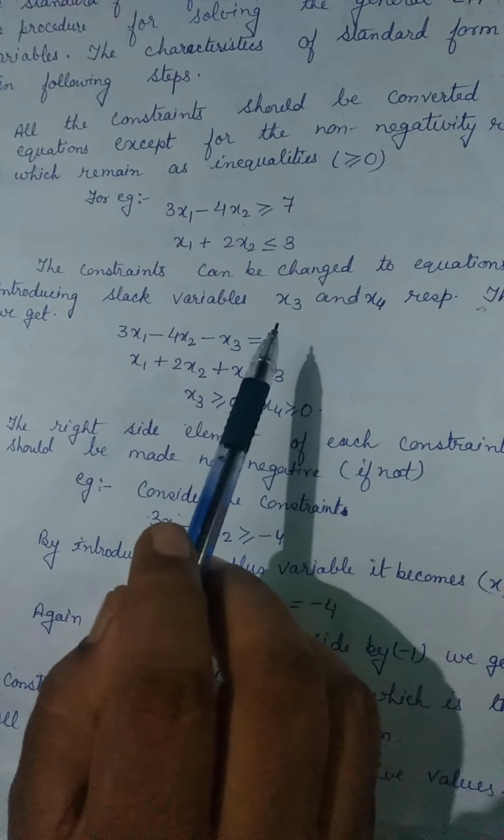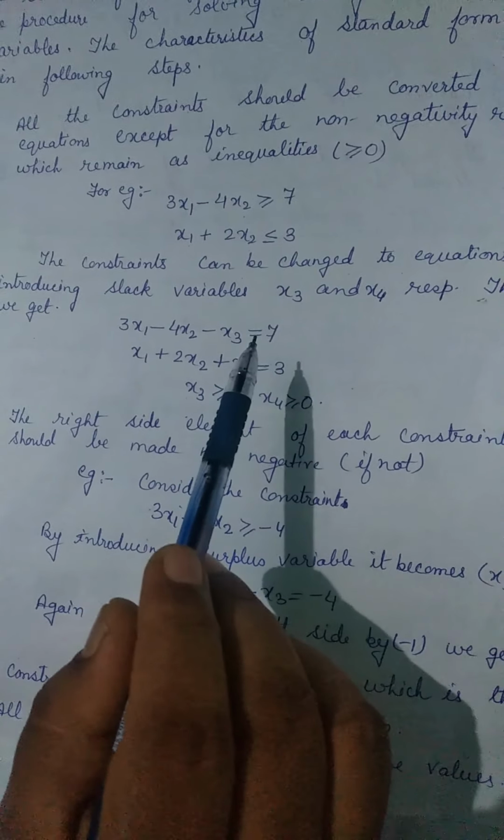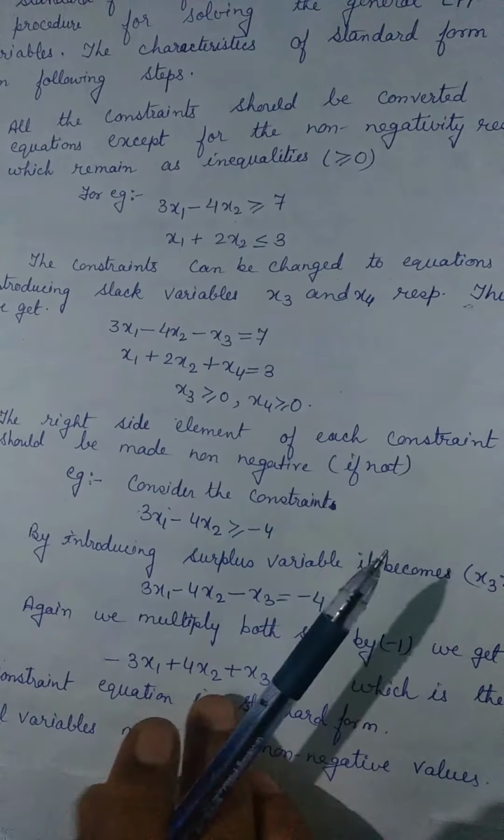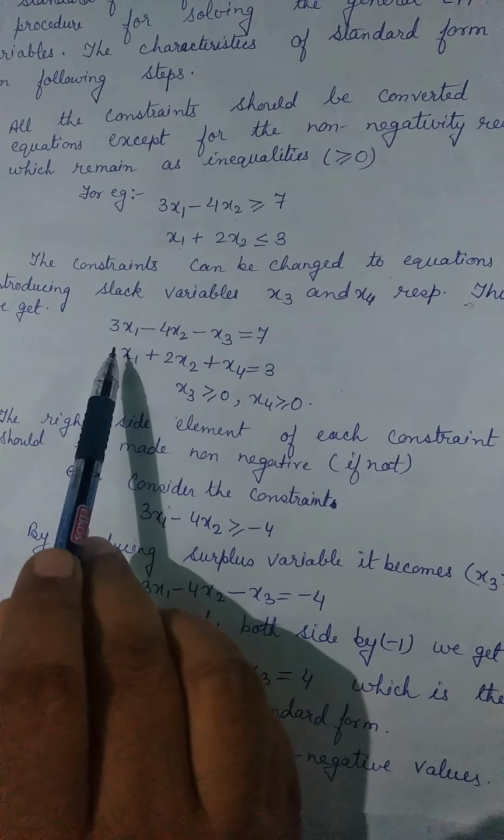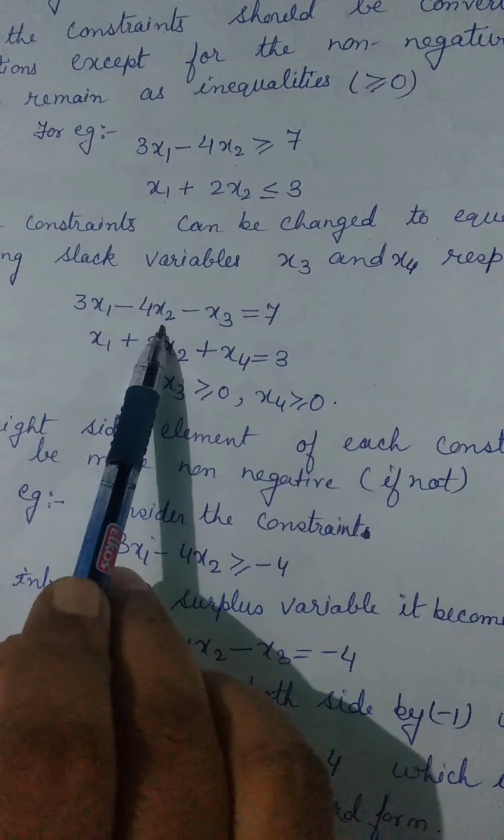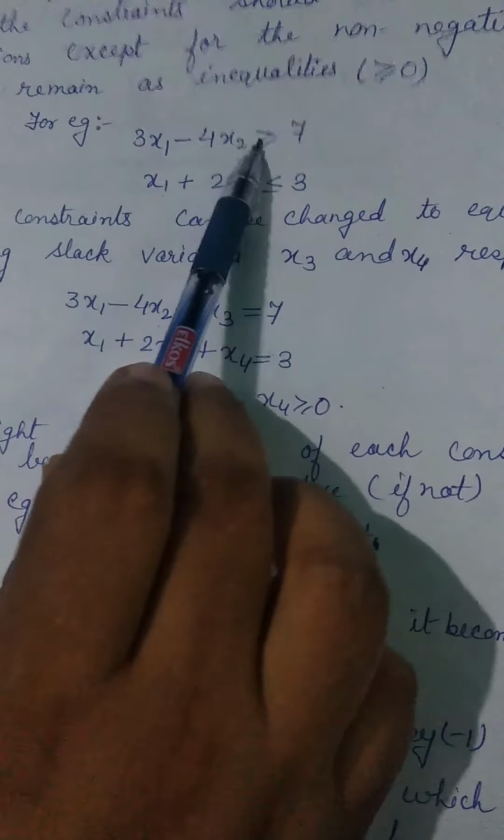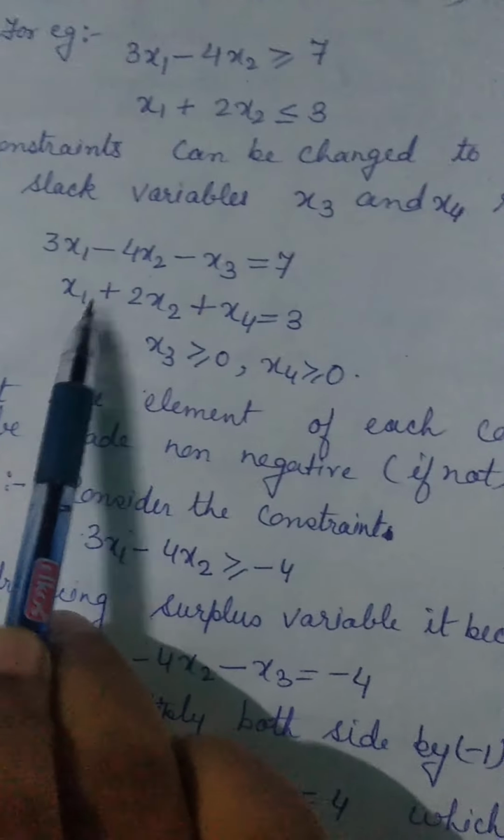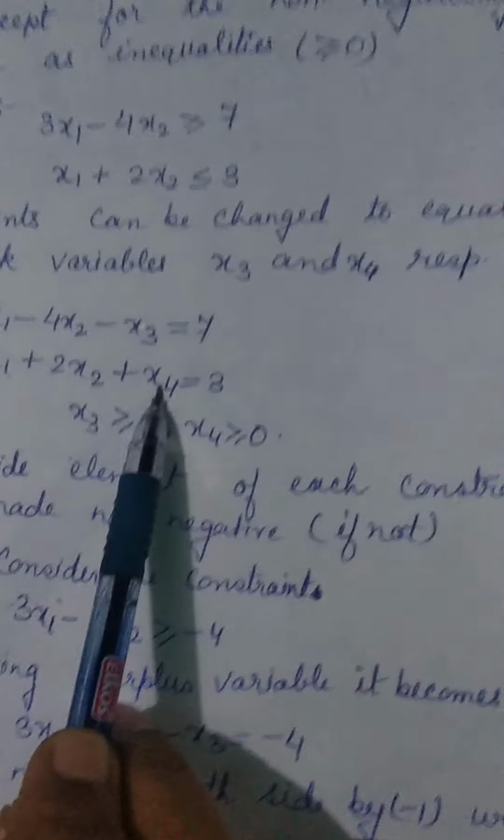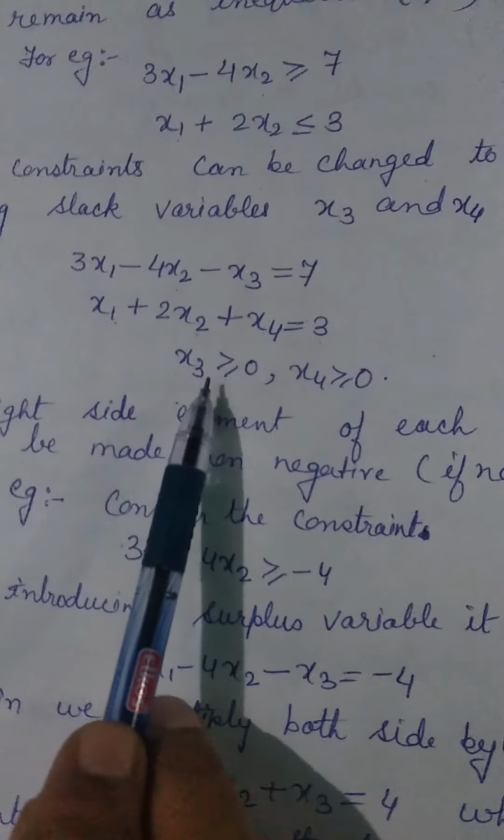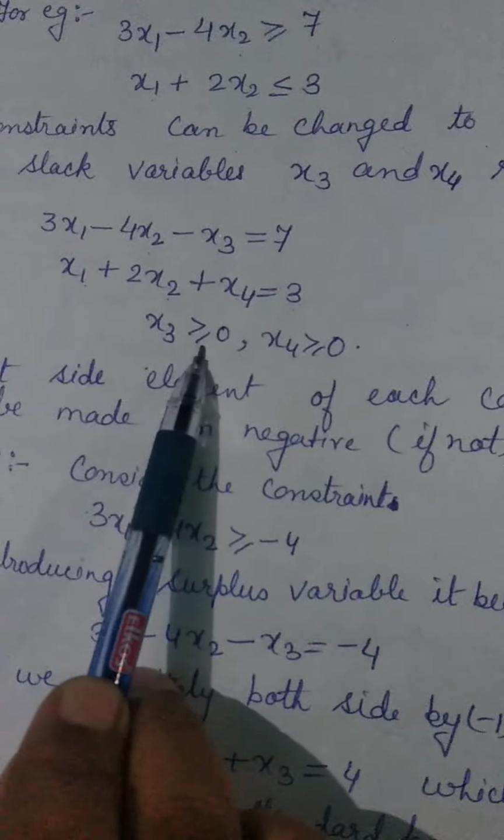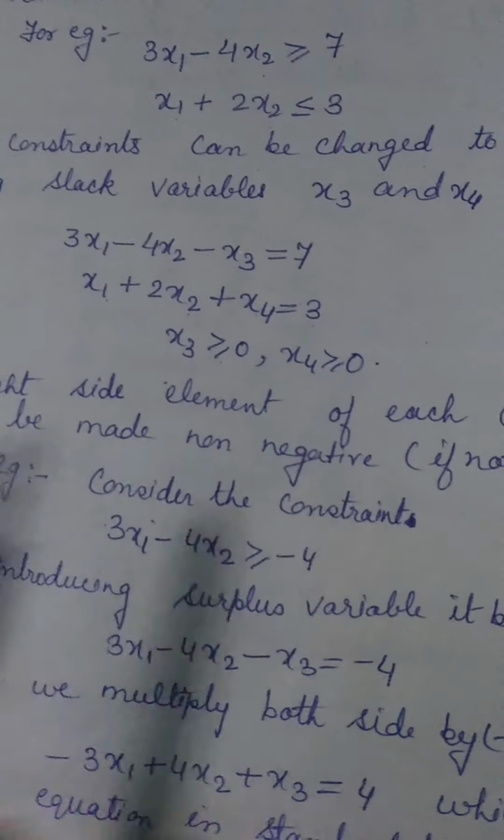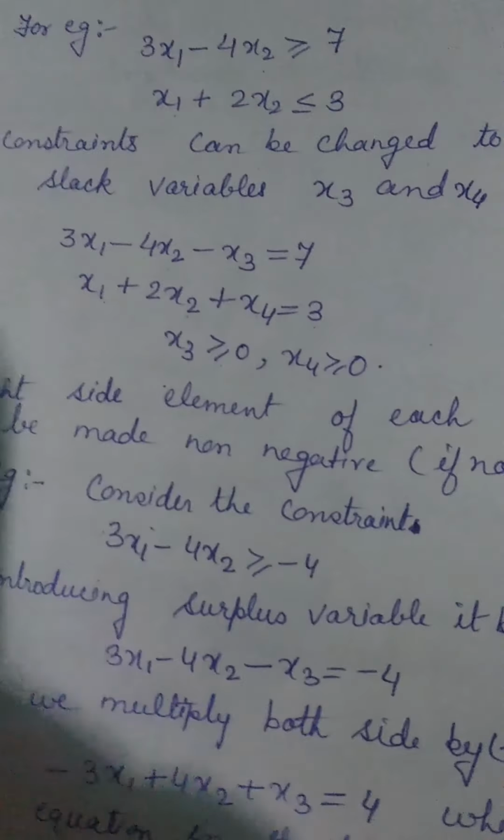Thus, on introducing the surplus and slack variables, the inequations become 3x1 minus 4x2 minus x3 is equal to 7, x1 plus 2x2 plus x4 is equal to 3, where x3 is greater than or equal to 0 and x4 is greater than or equal to 0. So this is the first step.